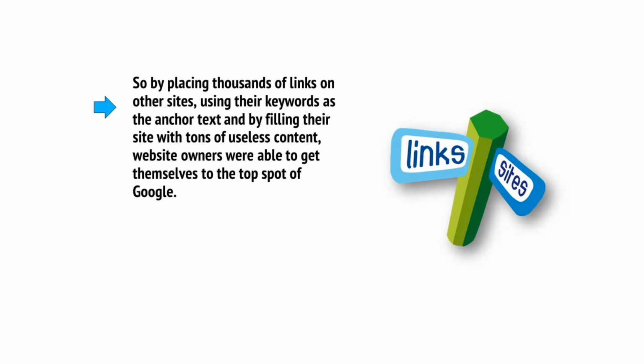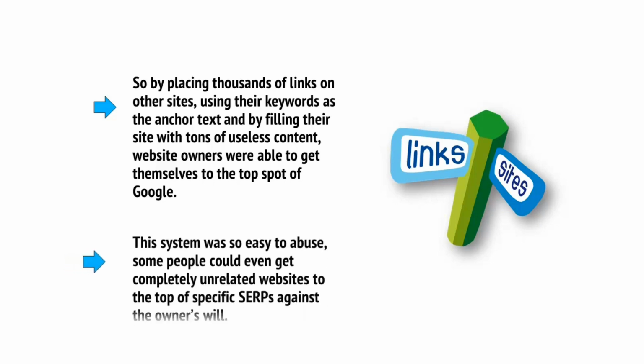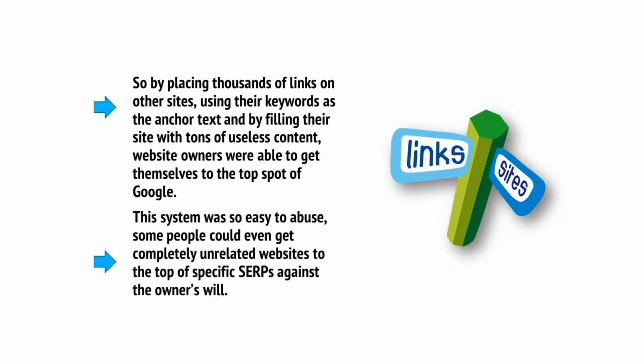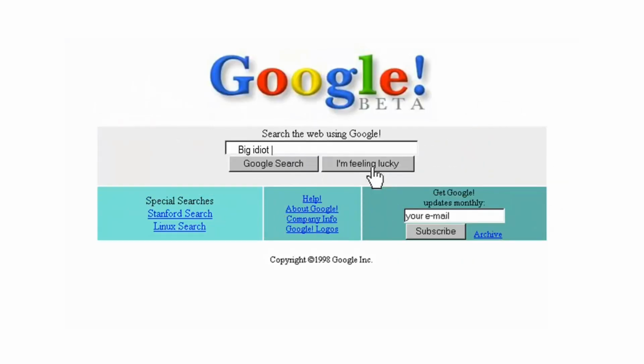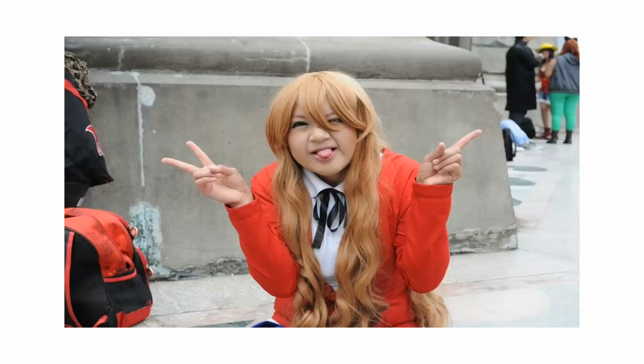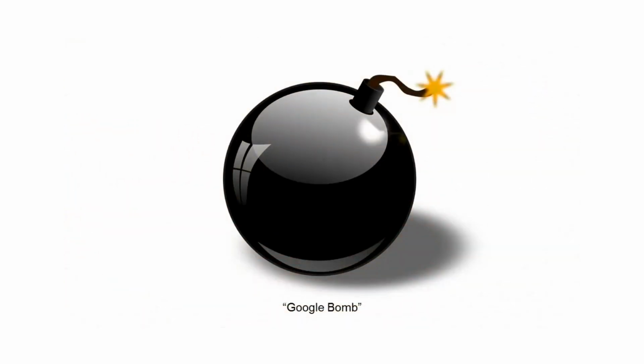So, by placing thousands of links on other sites, using their keywords as the anchor text, and by filling their sites with tons of useless content, website owners were able to get themselves to the top spot of Google. This system was so easy to abuse that some people could even get completely unrelated websites to the top of specific SERPs against the owner's will. You could make it so that searching for Big Idiot would bring up a picture of your friend, for example. This was called a Google bomb. Obviously, this started to make a mess of Google's results, and so Google had to adapt and get smarter.